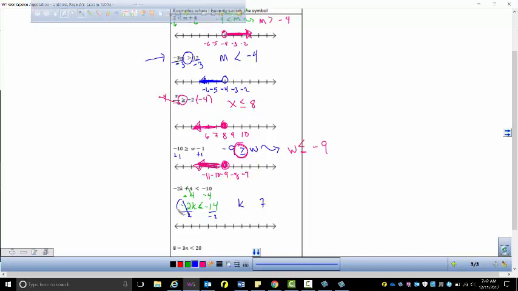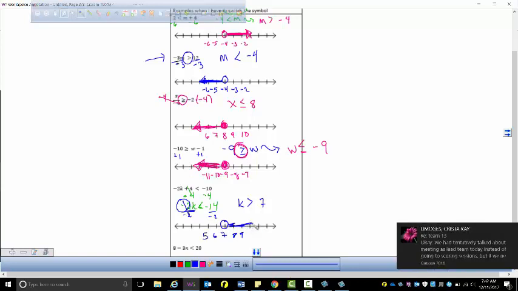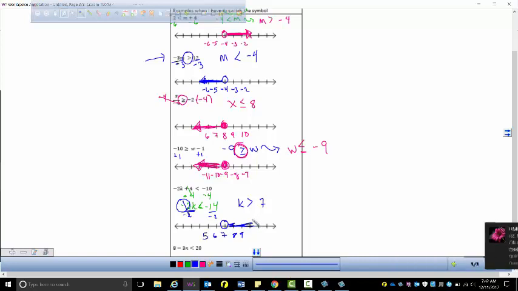But because there was a negative attached to the letter, I have to change it so it's going to be greater than 7. So I have 7, 8, and 9, and 6, and 5. And at 7, I'm going to have an open circle because it's not equal and it's greater than. And it will go that way.